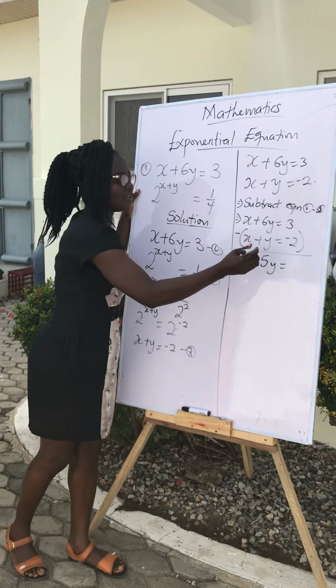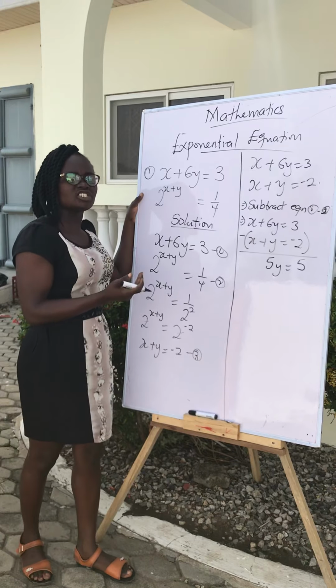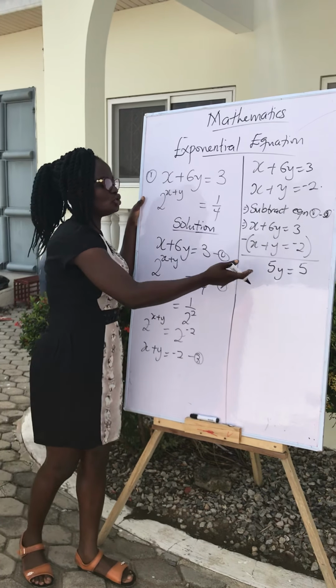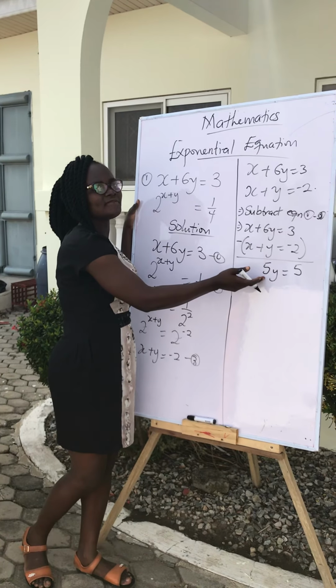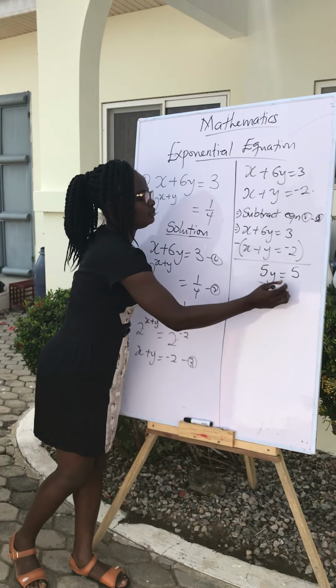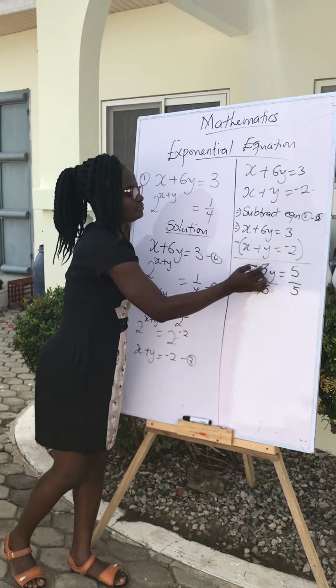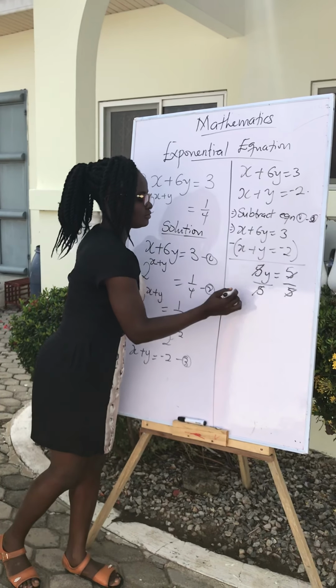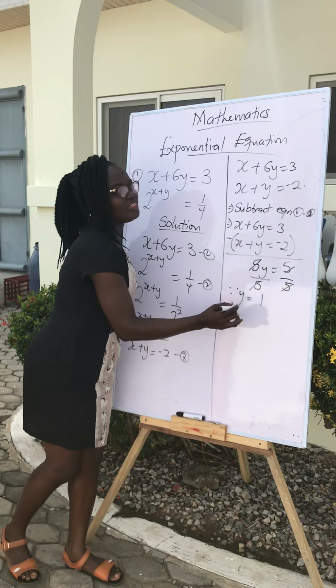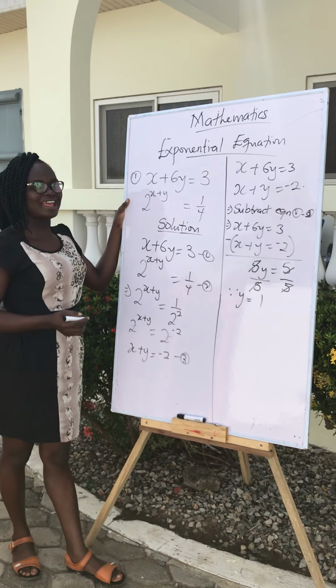We are looking for y, not 5y. So what do we do? We divide both sides of the equation by the coefficient of the variable. So the coefficient here is 5. Then we simplify. Therefore, we have y as 1.